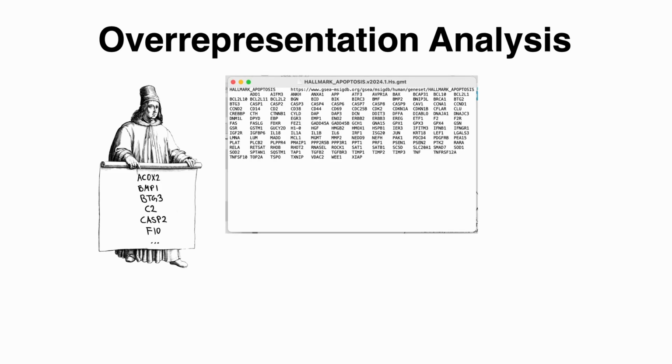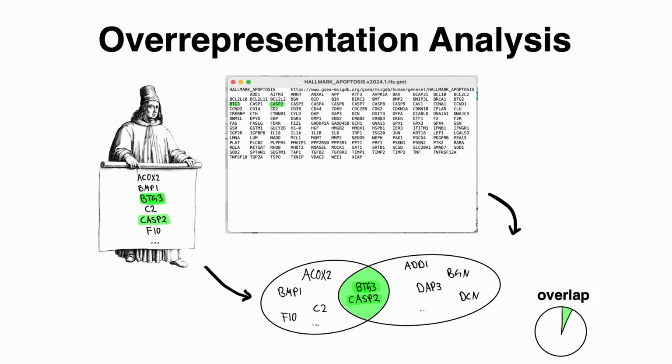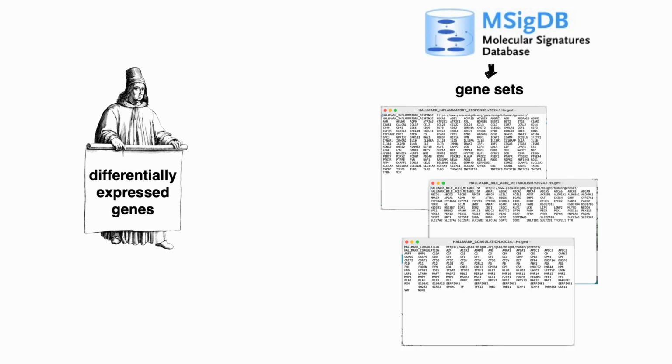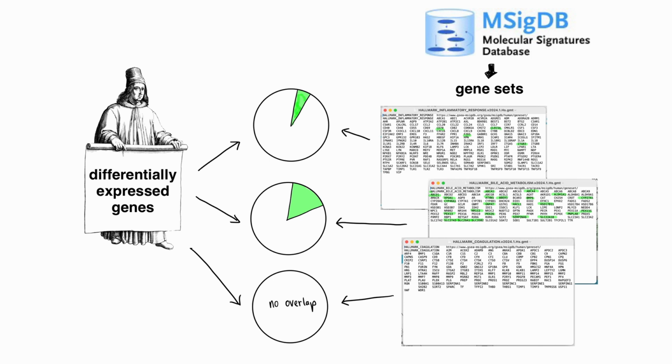Now we check whether any of the genes of the gene set also appear in the list of differentially expressed genes. In this example, there is an overlap. Anyways, there are thousands of gene sets on MSigDB. There might be gene sets without any overlap at all between the genes in the gene sets and the differentially expressed genes. And there might be gene sets where there's a fair amount of overlap. But how do we know that this overlap is not just by chance? Okay, let's look at this from a mathematical point of view.